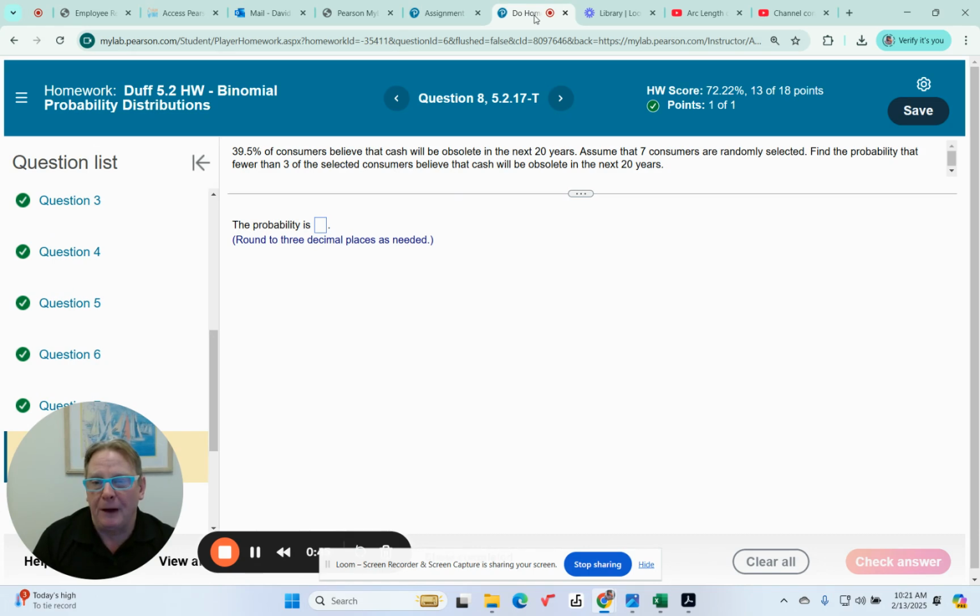We have to identify 3 things. So first, this is binomial. We're in the binomial section. So obviously we know we're working on binomial problems, right? Binomial means that there's one of 2 possible outcomes. In this case, it's consumer believes the cash will be obsolete, or the consumer does not believe that. So we need to identify N, P, and X when we're doing binomial problems, right? N, P, and X. Remember that.